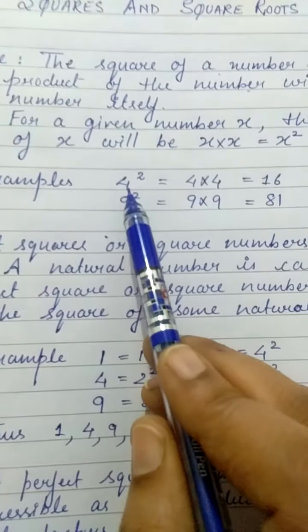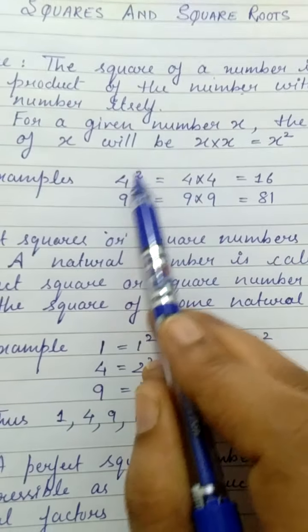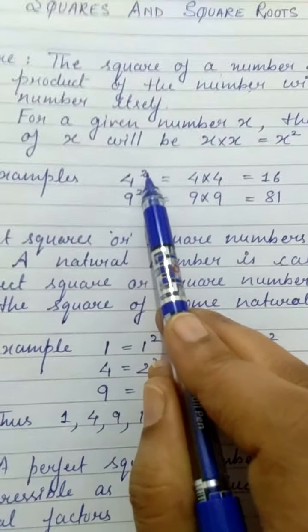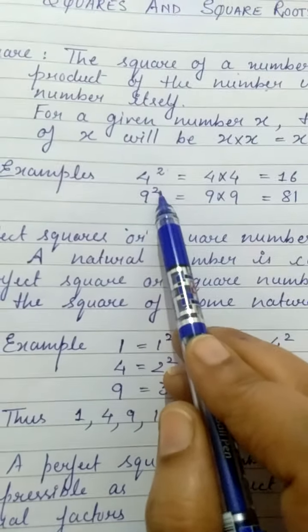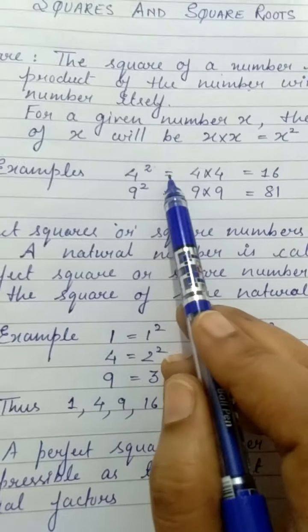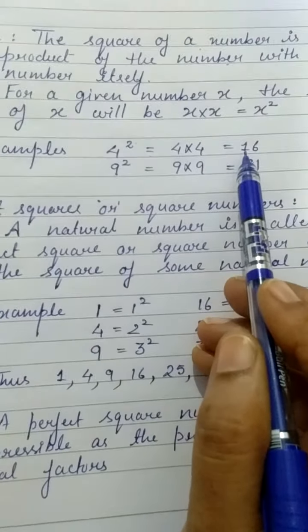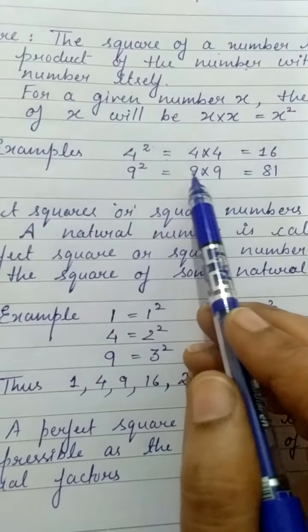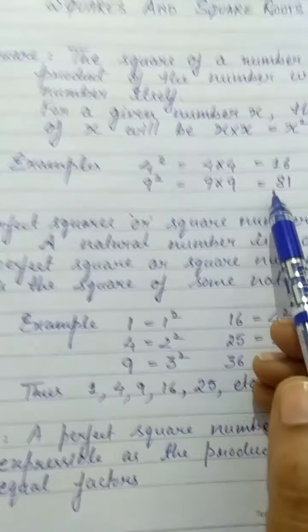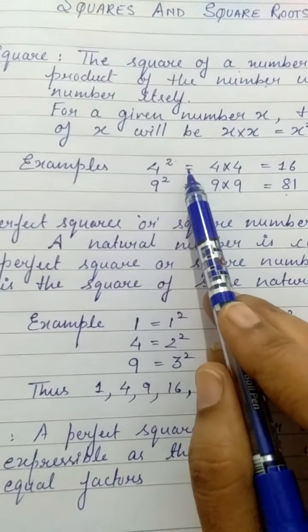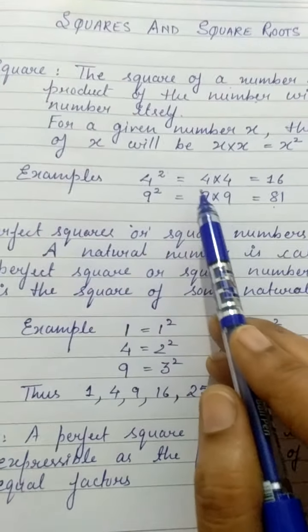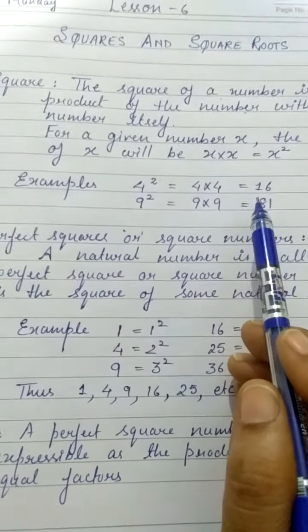Got it? For example, square of 4. Square is written as, children, how do we write? Like this, to the power. 4 raised to the power 2, that means 4 square. 9 raised to the power 2, that means 9 square. So 4 square will be equal to what? 4 into 4, which is equal to 16. 9 square will be equal to what? 9 into 9, which is equal to 81. Got it? So square of any number means when we multiply the number by itself, it gives the square of the number.